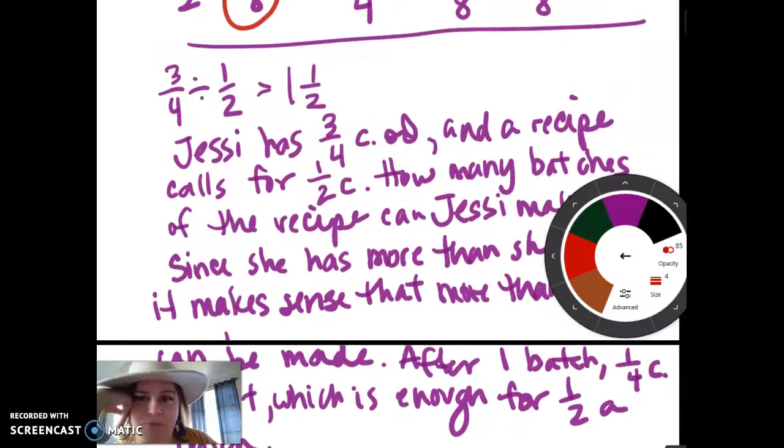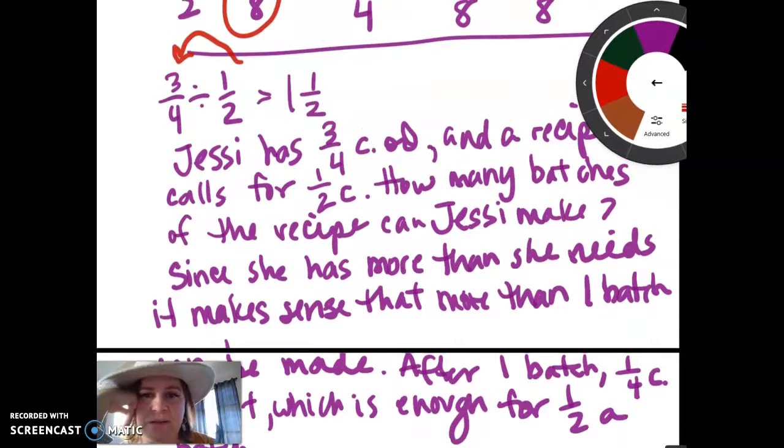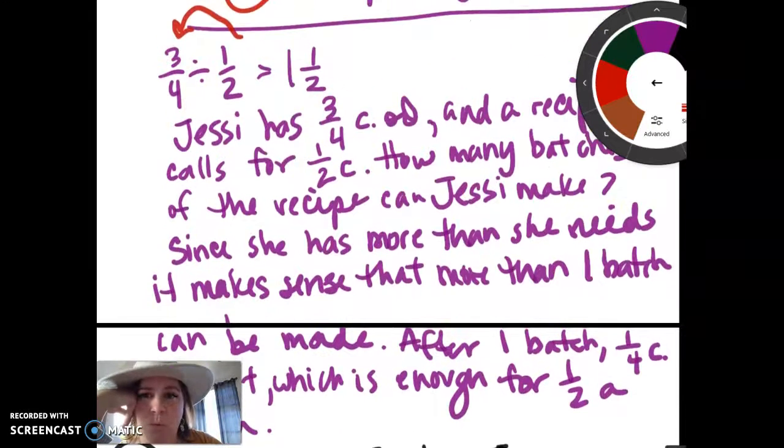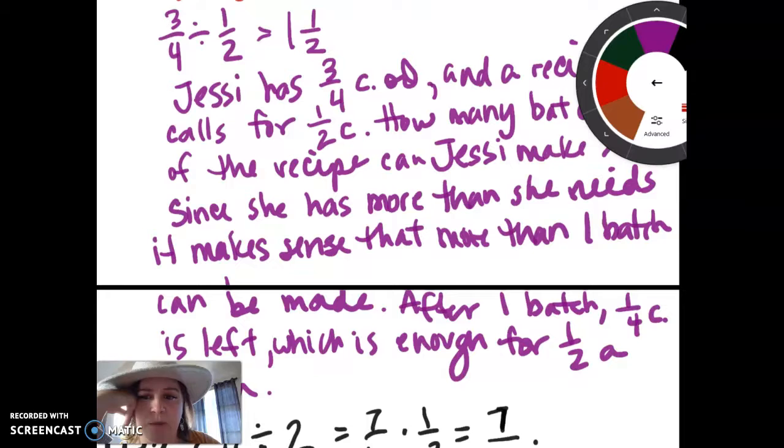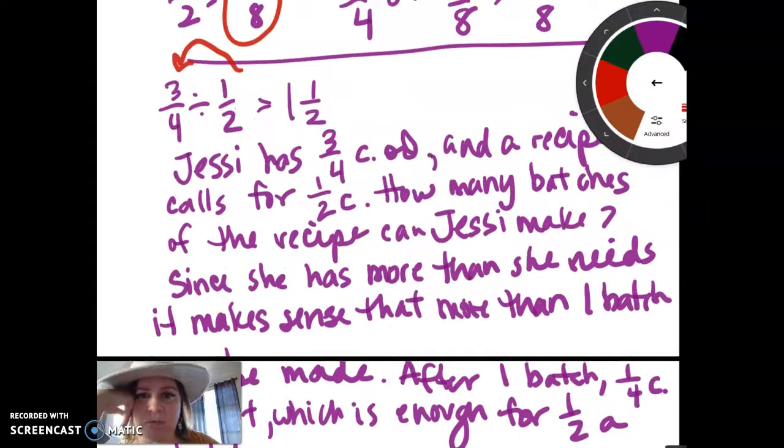And then the division problem, 3/4 divided by a half, is 1 1/2. So in this case, we're going to remember that we're trying to figure out how many groups of a half are in 3/4. So in this problem I wrote, Jessie has 3/4 of a cup of oil. That's what she has. And a recipe calls for 1/2 a cup. So how many batches of the recipe can she make? Well, since she has more than what she needs, it's going to make sense that she can make more than one batch. After making one batch, she's going to have 1/4 of a cup of oil left, and that's of course going to be enough for 1/2 a batch. So she's able to make 1 1/2 batches.